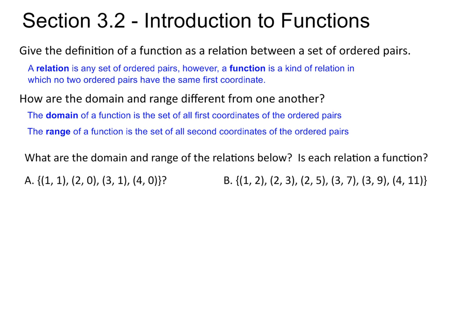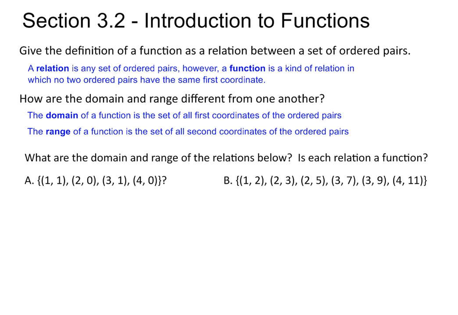So let's talk about a definition of a function as a kind of relationship between a set of ordered pairs. Now, in your textbook, they define a relation to be any set of ordered pairs. However, a function is the kind of relationship in which no two ordered pairs have the same first coordinate. All right, so it looks like when we talk about what a function is, we're somehow getting a set of ordered pairs out of all of this.